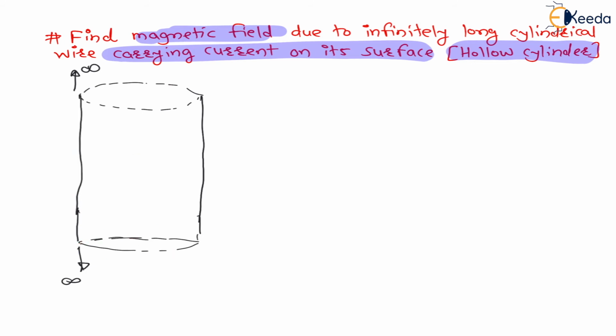Inside there is no current. Therefore, my dear students, I am assuming the current is flowing vertically upward through this cylinder. This is the direction of current, and the total current through this surface of the cylinder is nothing but I, right?